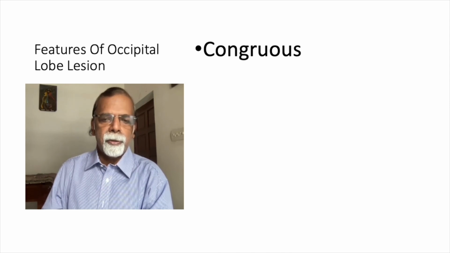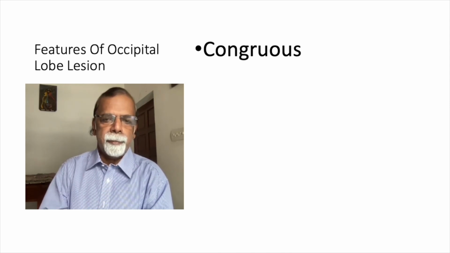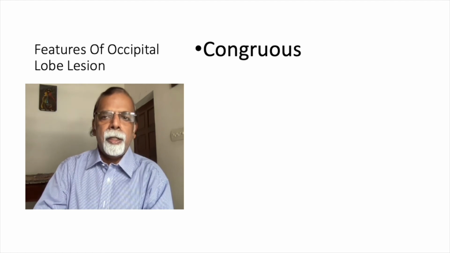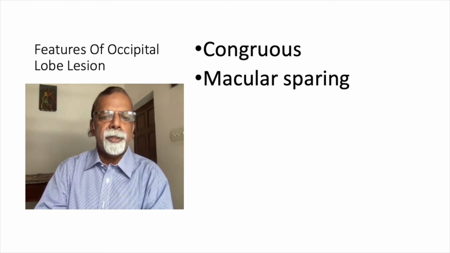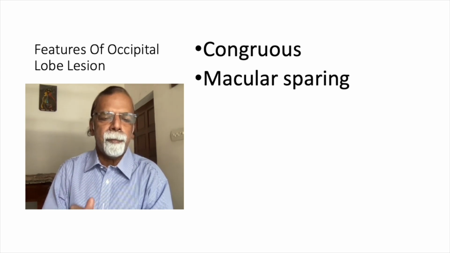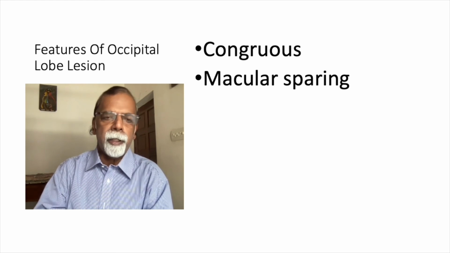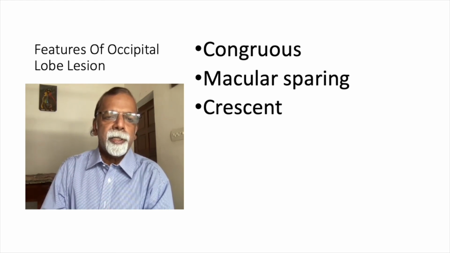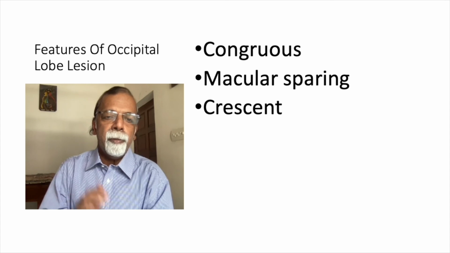One, it is congruous. Congruous means the symmetry is there. Second is macular sparing. We have already mentioned macula has dual supply from the middle cerebral artery and posterior cerebral artery. So sometimes an occipital lobe lesion, especially due to posterior cerebral artery problems, can spare the macula. We have mentioned about the crescent sign. That is, a crescent shaped area can alone be lost in occipital lobe lesion, or sometimes this can be preserved because that area is situated a little anteriorly and can escape in an ischemic or hemorrhagic lesion.